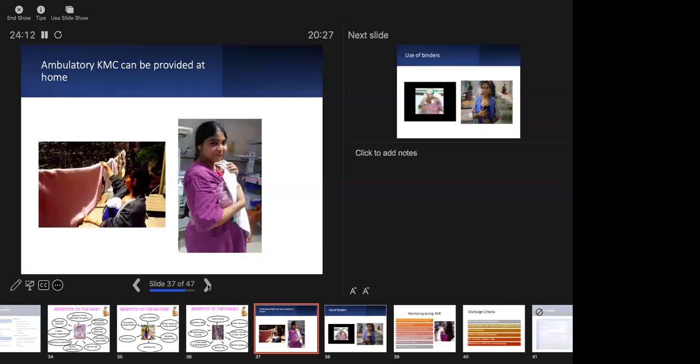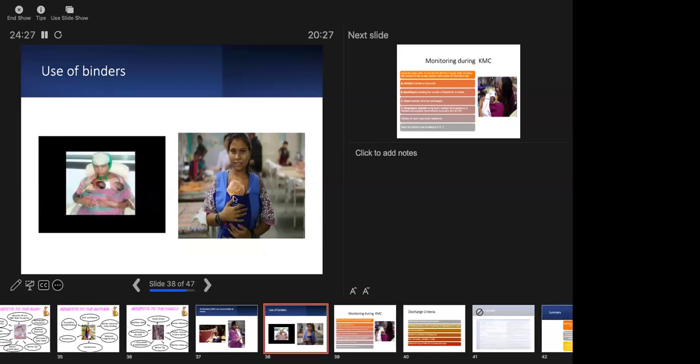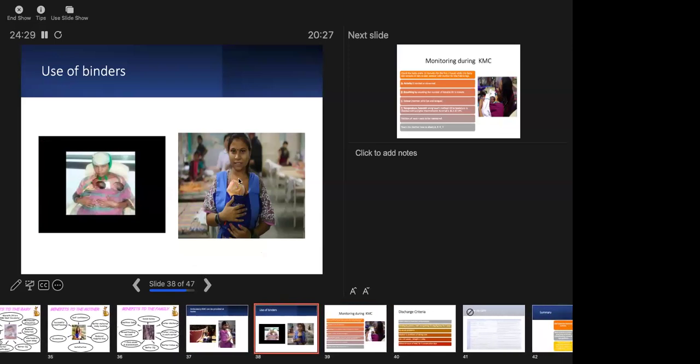KMC can be provided even when the mother is ambulatory. It need not be that the mother should always be lying on a KMC chair. You can see the mother is doing her daily activity and at the same time the baby's KMC is being provided. And for this, commercially available binders can be used through which KMC can be given.